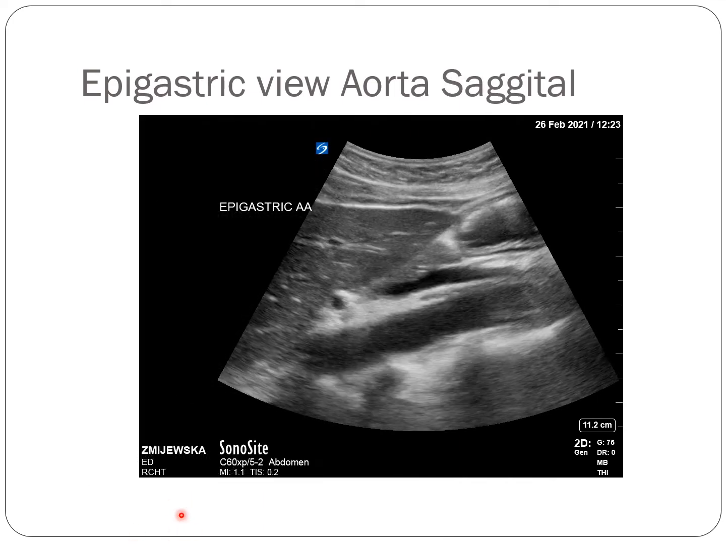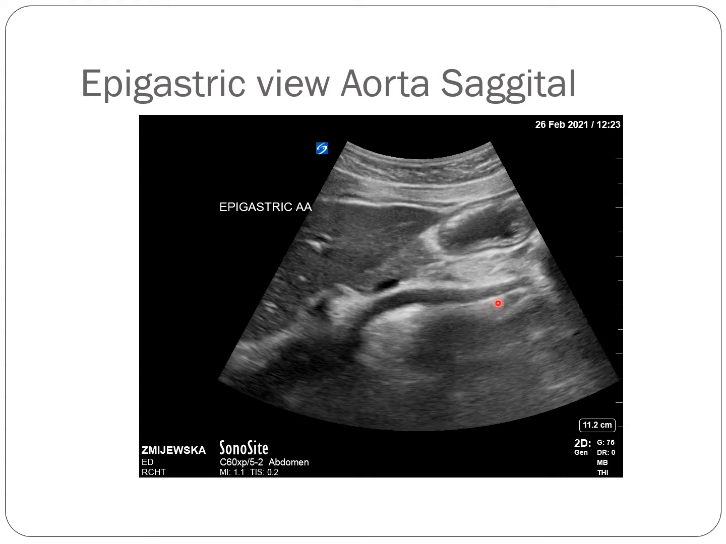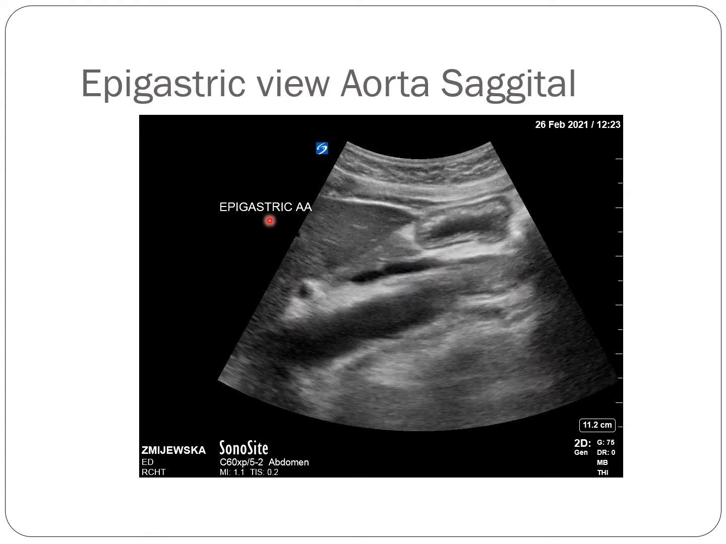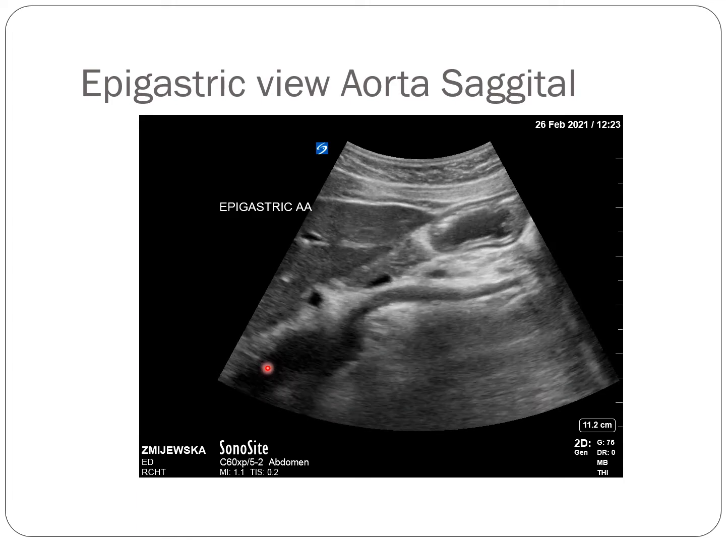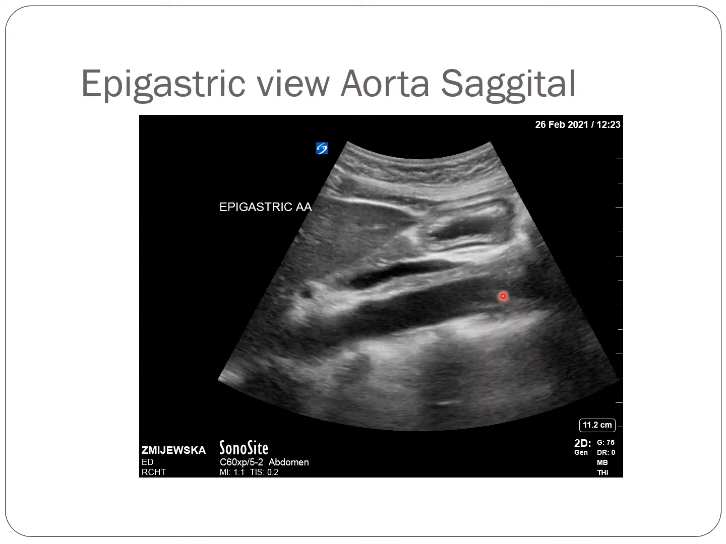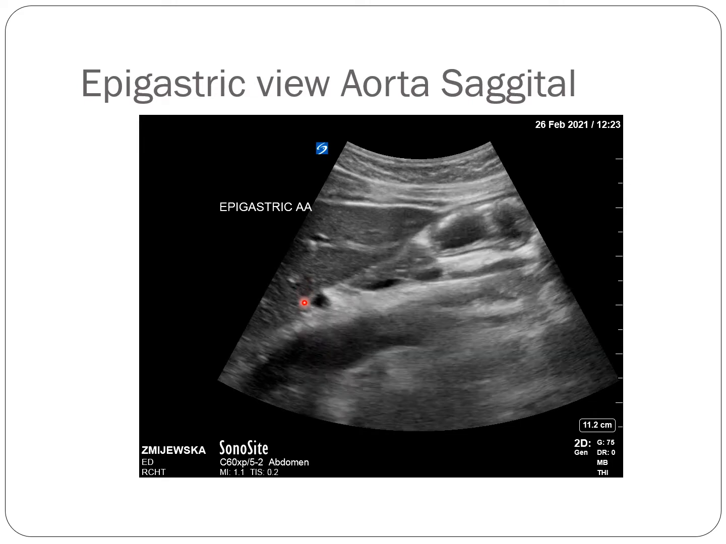Now you can see the same probe position but in a sagittal plane. So you can see the pylorus, you can see the liver here, you can see the aorta, and you can see the SMA. That's the celiac trunk.